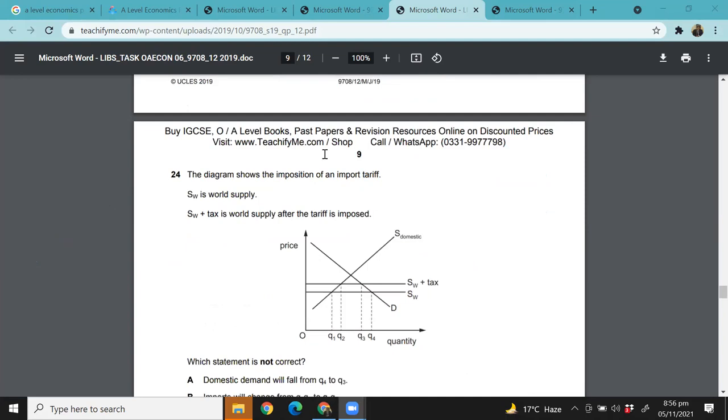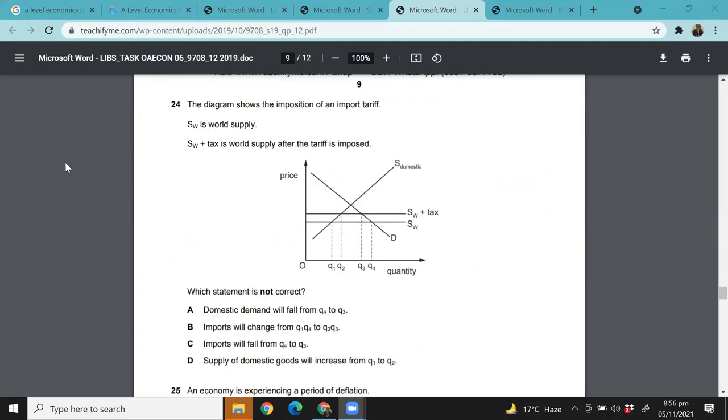The diagram shows the imposition of an import tariff. SW is world supply. SW plus tax is world supply after the tariff is imposed. Which statement is not correct? Domestic demand will fall from Q4 to Q3. Imports will change from Q1, Q4 to Q2, Q3. Imports will fall from Q4 to Q3. Supply of domestic goods will increase from Q1 to Q2.